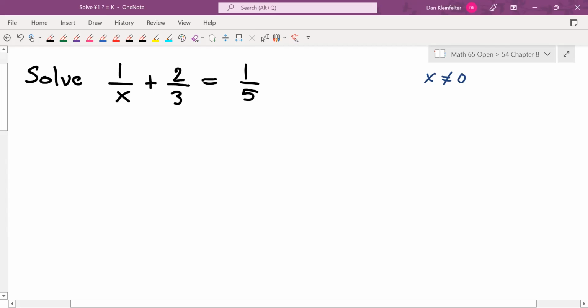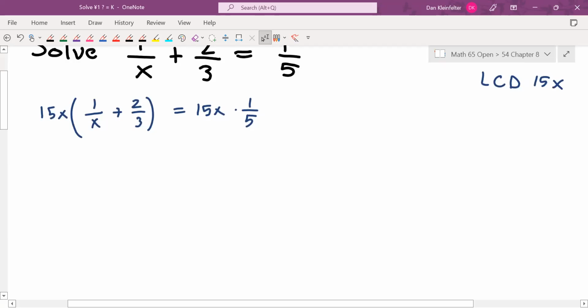Okay, so our next step is to find the LCD of the denominators that we have here. And that's 3 times 5 times x, or 15x. So the LCD is going to be 15x. So I'm going to multiply both sides of this equation by 15x. And our reason for doing that is to make it so that those fractions go away.